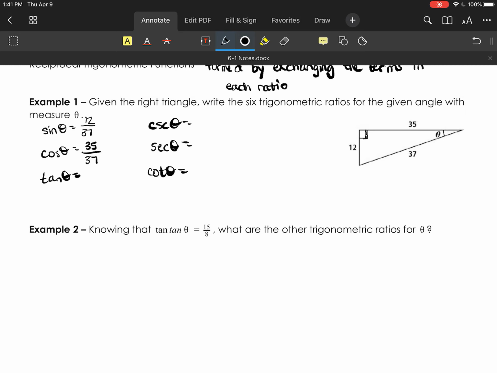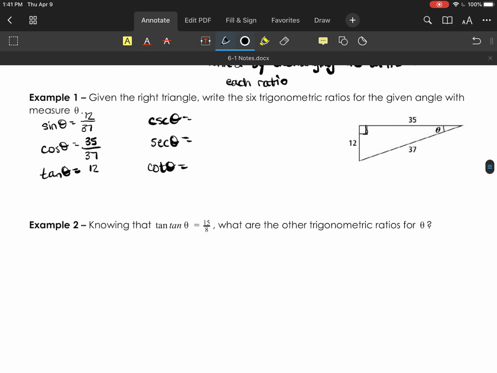Then, with tangent, those are the 2 legs. So opposite over adjacent. Opposite, again, would be 12. 35 would be adjacent. Okay, 12 is across the triangle. 35 is right next to theta. Once you have sine, cosine, and tangent, all you got to do is flip them upside down to do cosecant, secant, and cotangent. So for cosecant, I have 37 over 12. I just flipped that over. For secant, I have 37 over 35. And for cotangent, I have 35 over 12. You don't even have to really think about those. All you gotta do is flip the fraction over.